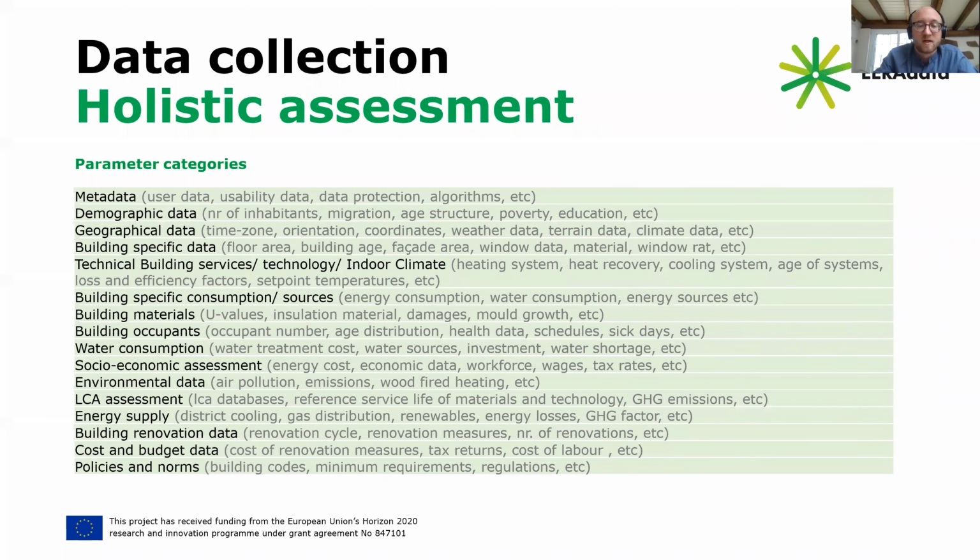Just to give you a few ideas of what we're looking into. For example, we have the metadata, I call it like that. It's our algorithms, data protection laws, the data of the user types, the roles, expert roles. And we have demographic data we're looking in, for example, the number of inhabitants, migration, age structures, poverty. Then we have geographical data. This is the most important one for us. Like we need the coordinates, weather data, terrain data, climate data, the time zone. This is very basic for our calculations.